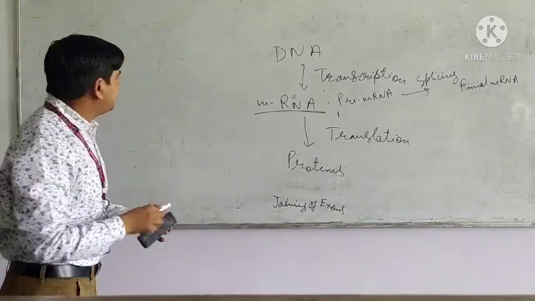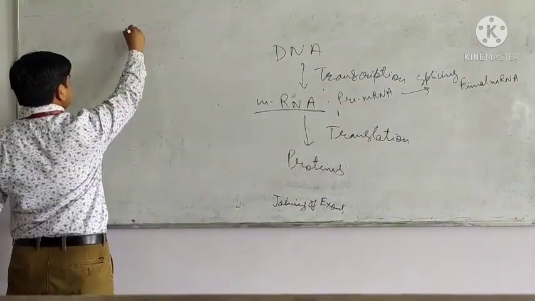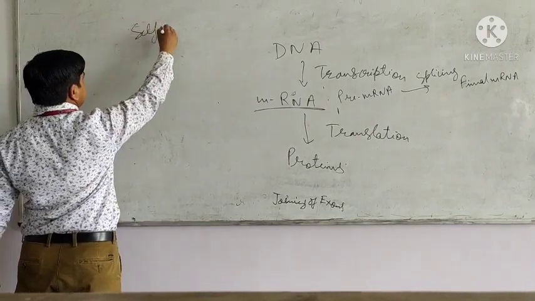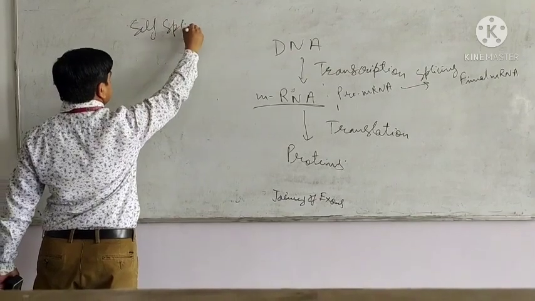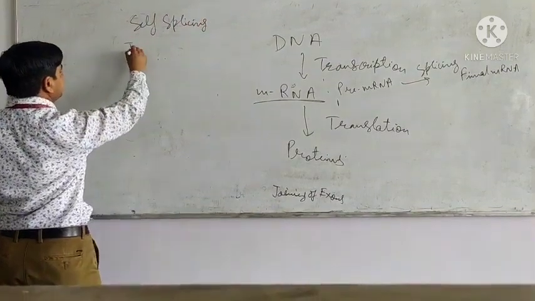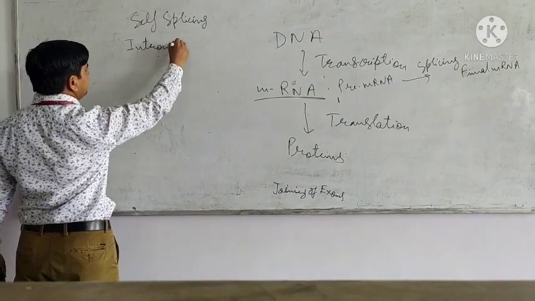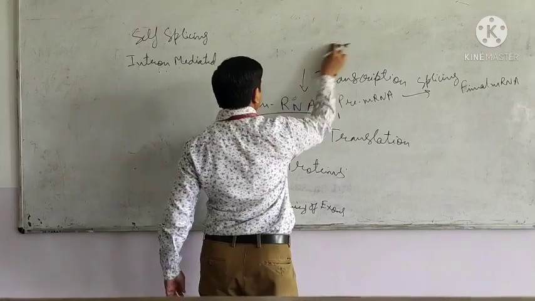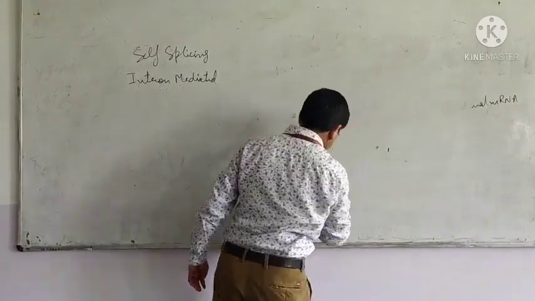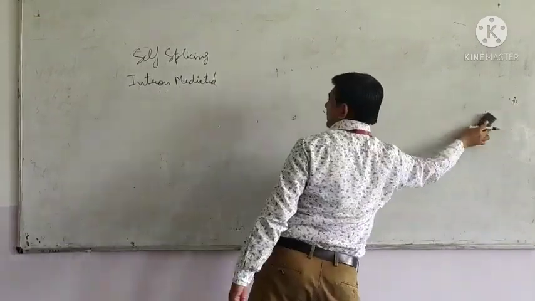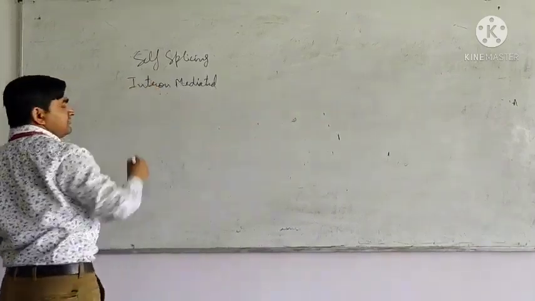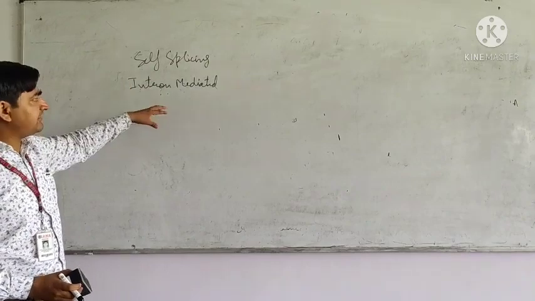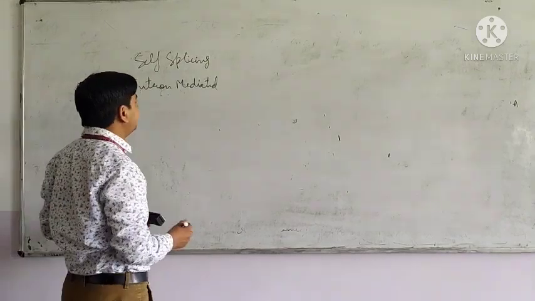There are different types of splicing, like self-splicing. This is intron-mediated splicing. In this case, introns have some signals, and self-splicing occurs in the intron-mediated case.